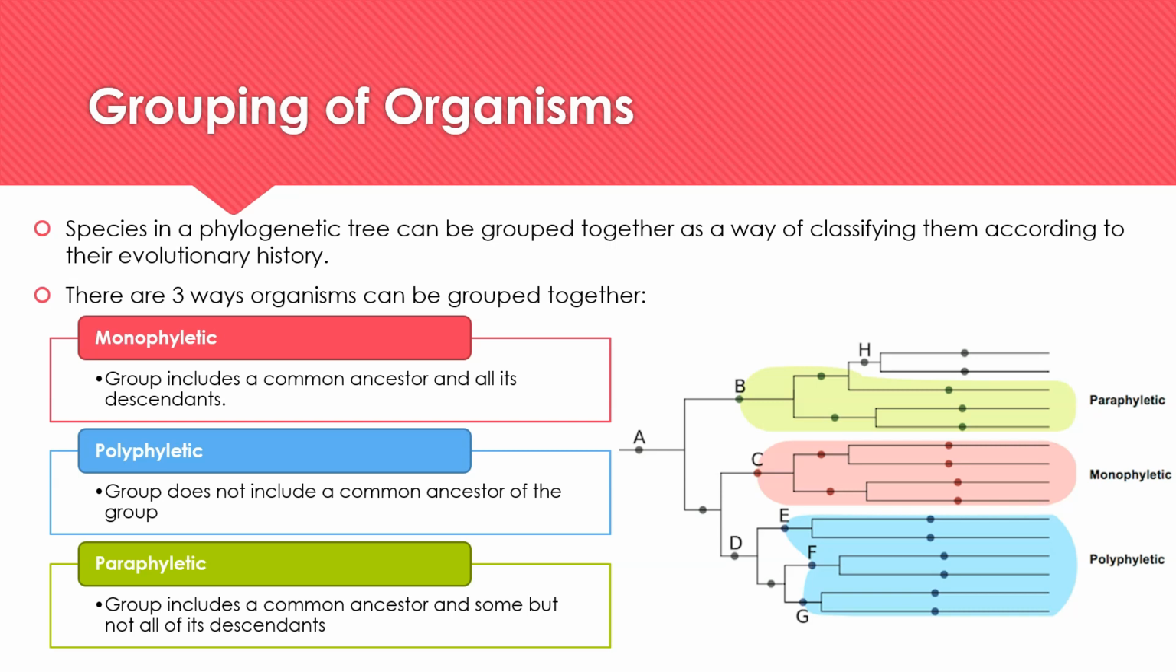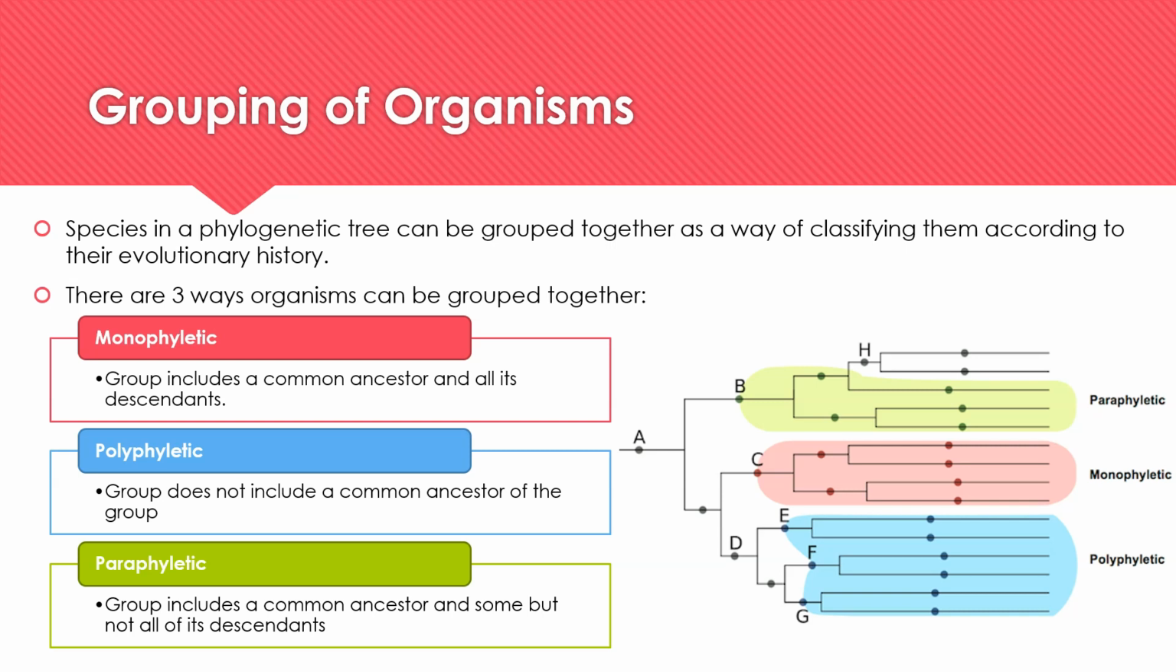Polyphyletic is where you have a group, but it's not including the common ancestor. So here, it's the blue one in the diagram. The common ancestor for all those organisms that have been selected would be D, but it's not actually included in this. So you've actually got lots of little monophyletic groups together, creating a polyphyletic group.